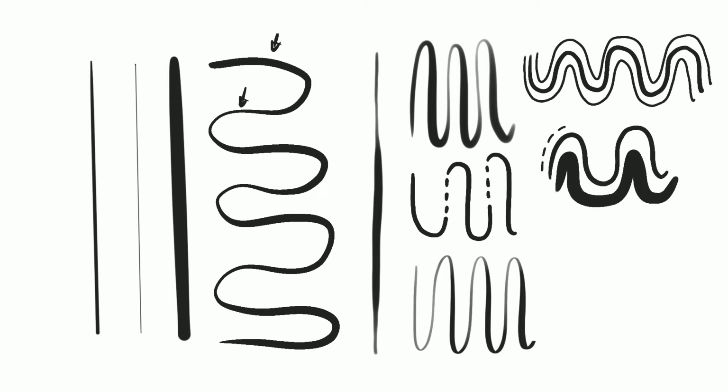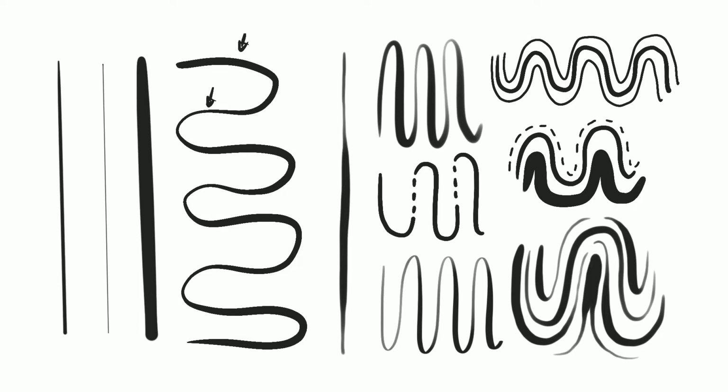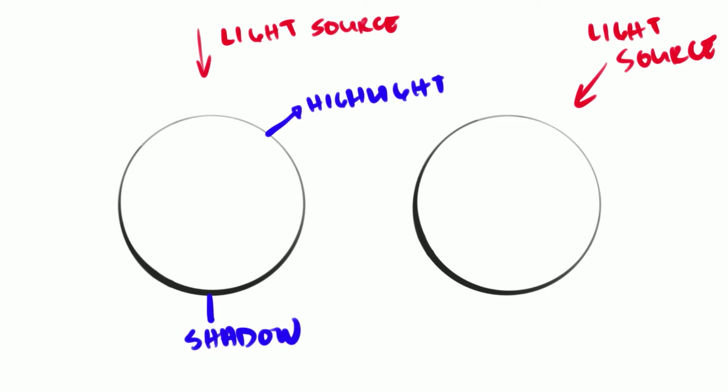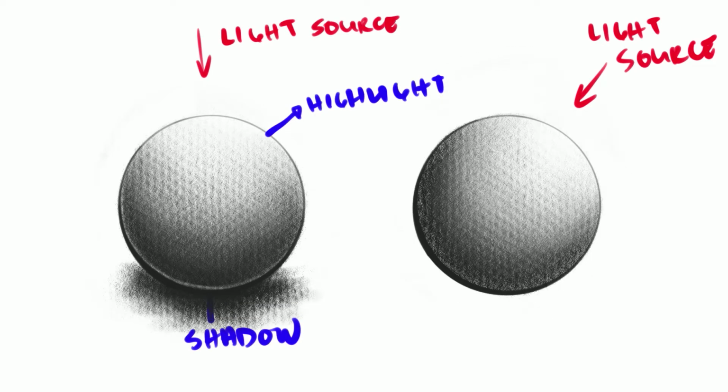A line can also help you indicate where to put your shadows and highlights depending on the light source in your drawing. So we have two round objects with different light sources. As an example, our first light source is on top of the object while the other one is on the upper right of the object. So the part that has a thin line is your highlight and the part that has a thicker line is your shadow.